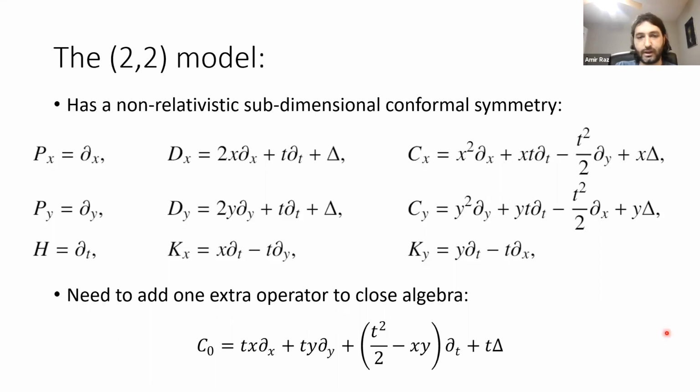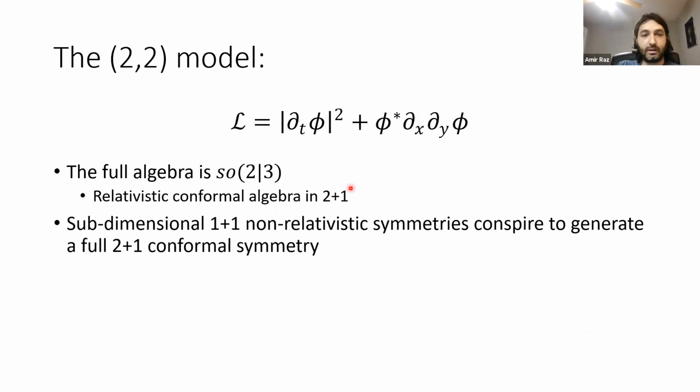And we can ask, okay, what is this algebra? Well, you can just by commuting things see that it's a simple Lie algebra with 10 generators. We know exactly what that is. So the full algebra is an SO(2,3) algebra. It's some real form of SO(5), and it's actually SO(2,3), which turns out to be the relativistic conformal algebra in 2+1 dimensions.